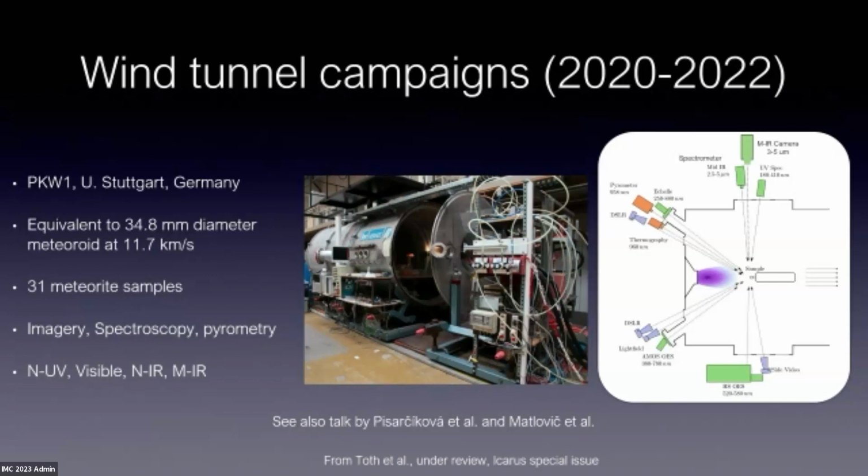So we reproduce the conditions of a 3.5 centimeter meteoroid at 80 kilometers of altitude at nearly 12 kilometers per second. And we did this for 31 meteorite samples over 3 campaigns. Last year, I showed the result for the luminous efficiency, and today it's more a broader overview of the results. All of the results are currently under referee, and there will be a special issue in Icarus.